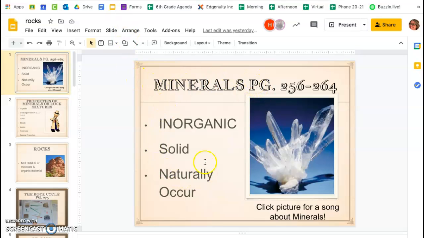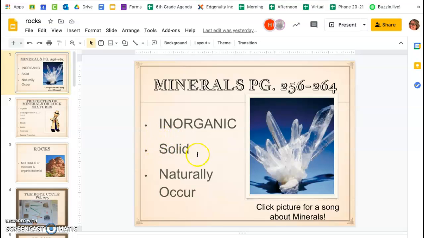So your book starts out with a definition of what minerals are. So to be a mineral, you have to meet these three criteria. There's actually more, but these are the first three and the most basic ones. So to be a mineral, you have to be inorganic. The word inorganic means a mineral is not made up of anything that's ever been alive. An organic material is something that at one point in time was alive or is currently living. Inorganic matter is matter that has never been alive.